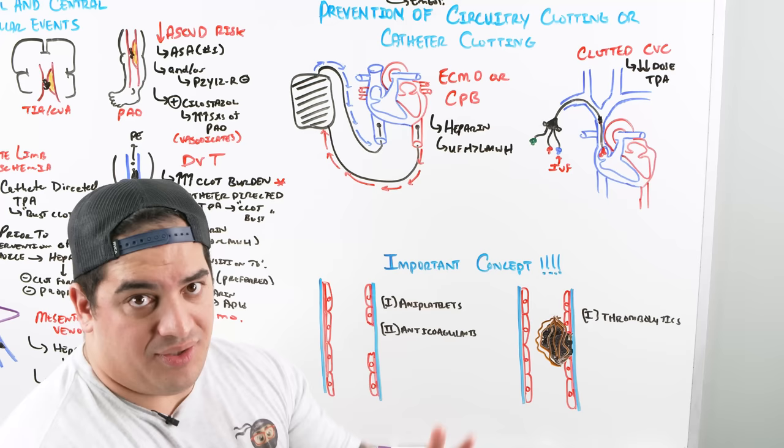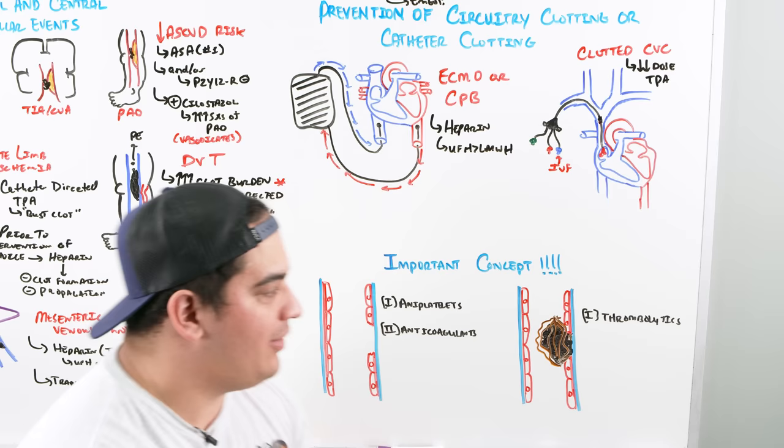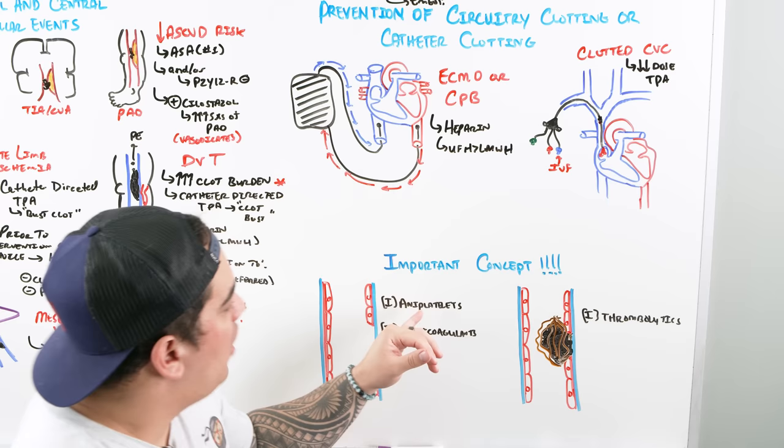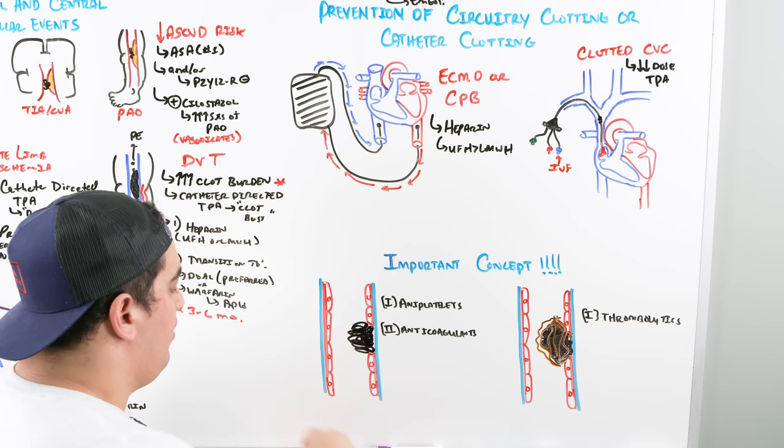So we have gone through neurological, cardiac, pulmonary, peripheral, and central vascular. We went through VTE prophylaxis, preventing clotting off of circuitry, and the very important central venous catheters. When we talk about a lot of these things, I need to come back to one really important point that I sometimes feel we can forget when we go through all the depths of these mechanisms. Antiplatelets and anticoagulants are blocking the platelet plug, and they're also blocking the formation of that fibrin mesh.